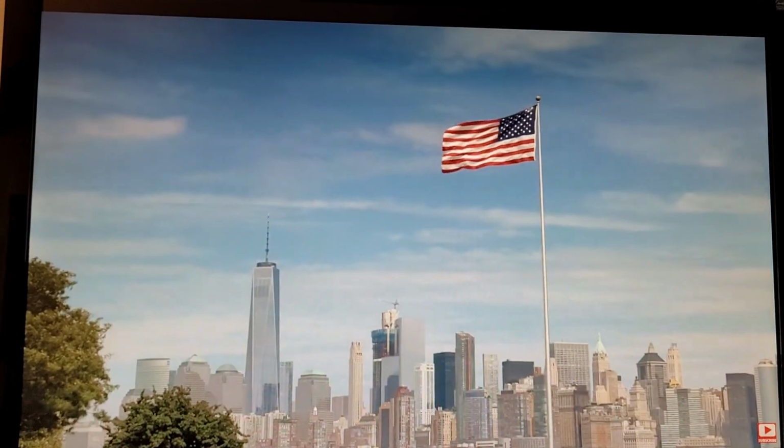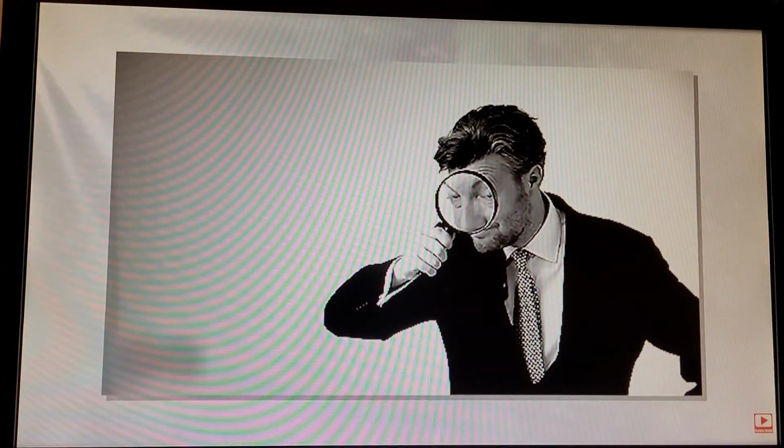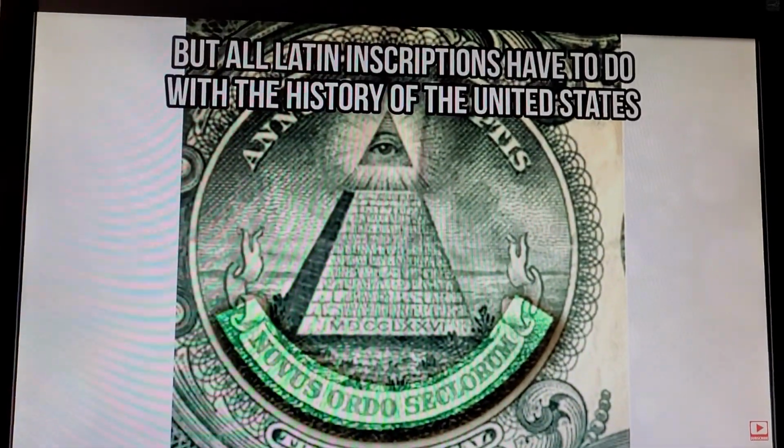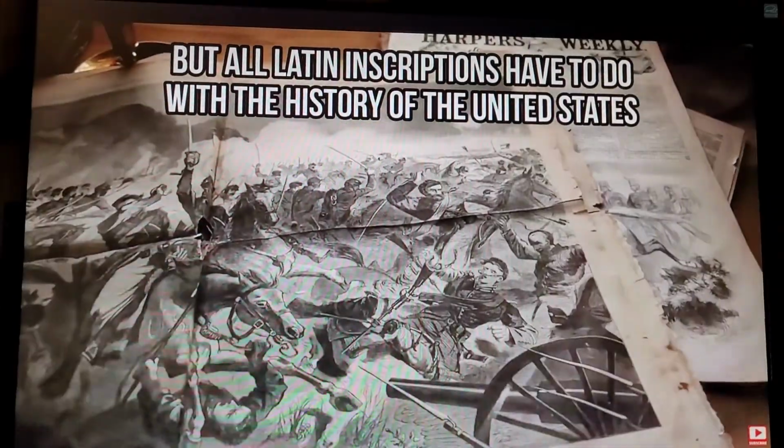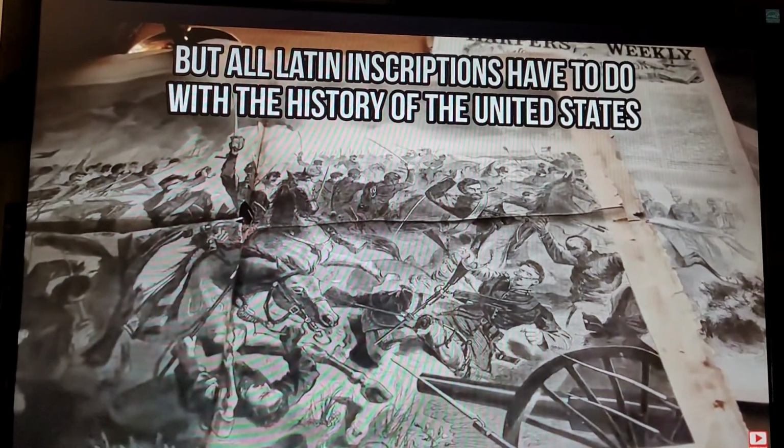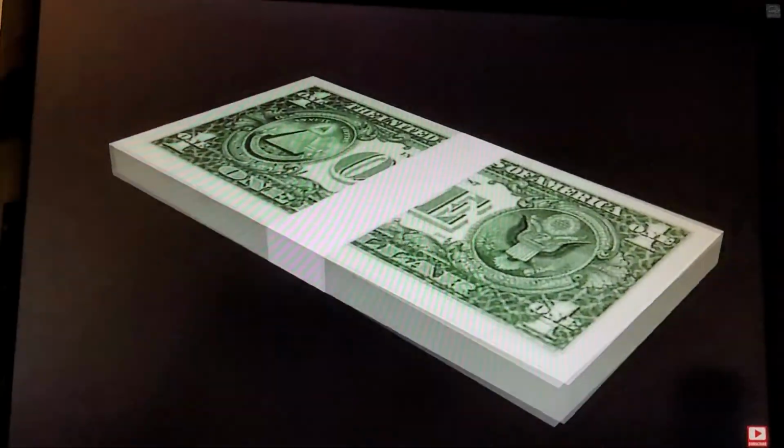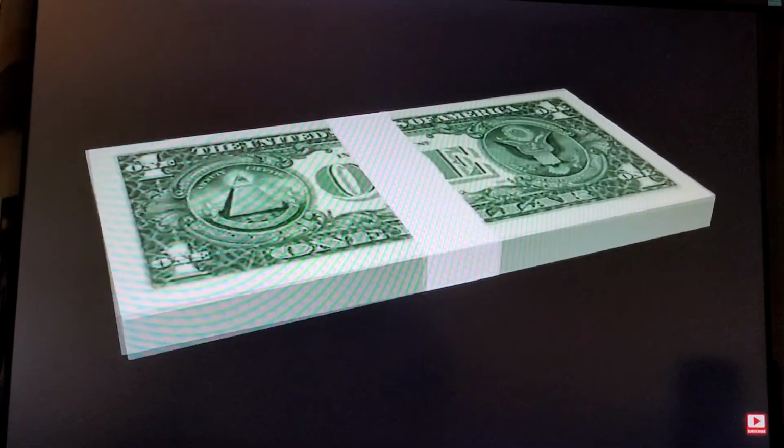But that's not the only Latin phrase you can find. We'll take a look at the phrases on the pyramid and a few secret messages on there later on. But all Latin inscriptions have to do with the history of the United States. So let's look at the pyramid on the Great Seal in more detail.